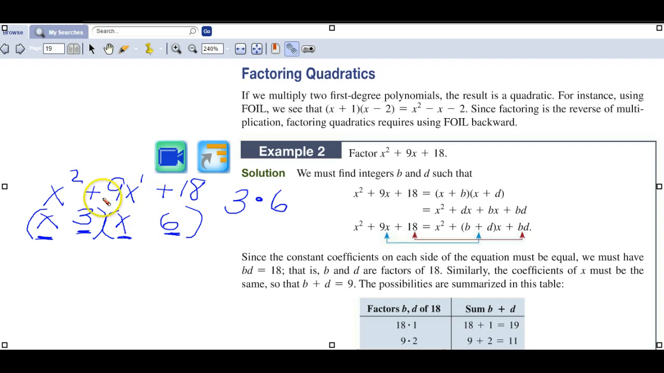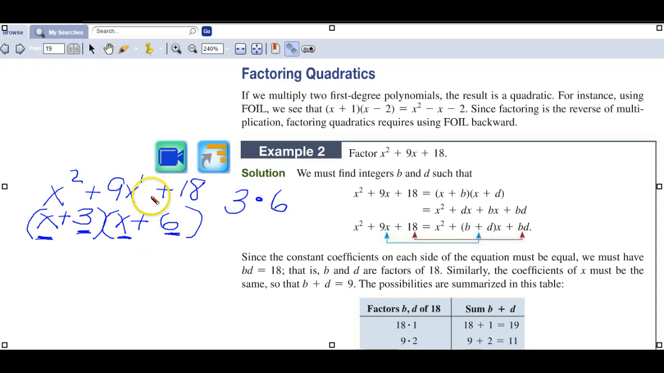Then we have to look at the signs. Since these are all positive, these will be all positive as well. And then we FOIL it, and it checks out. So there is the factorization of what we have.